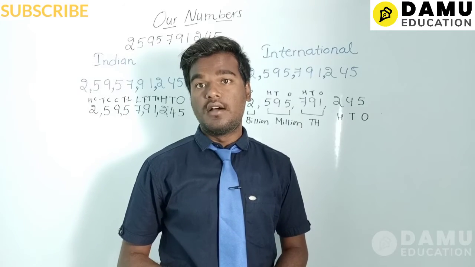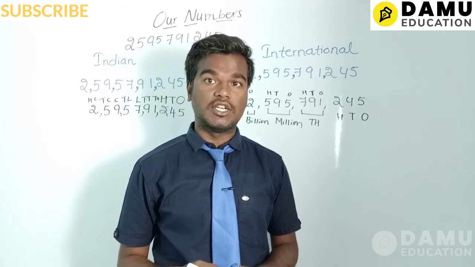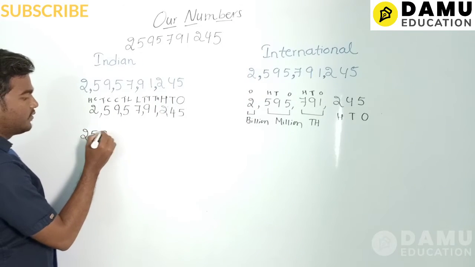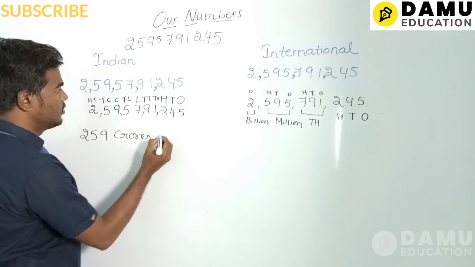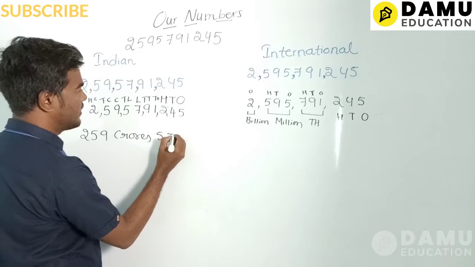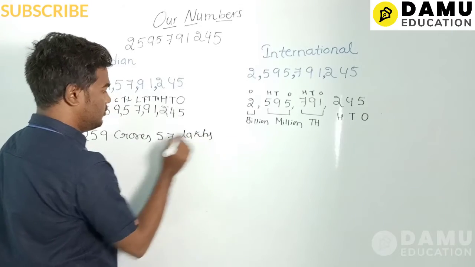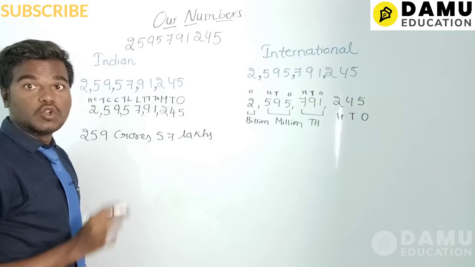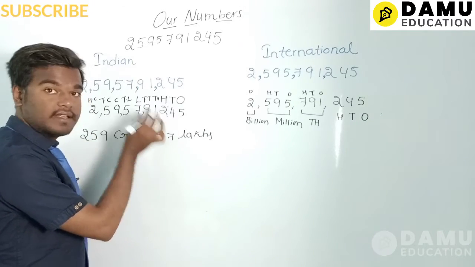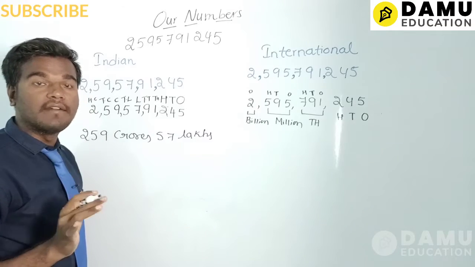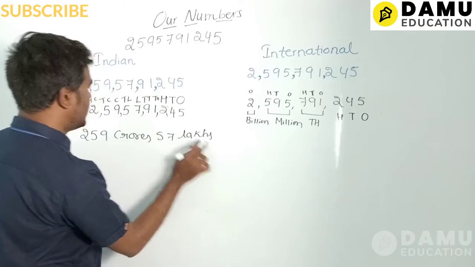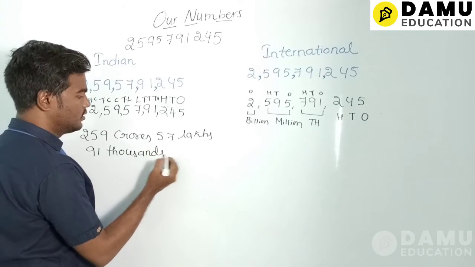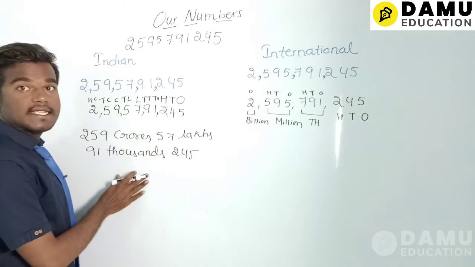This is the way to explain it in Indian and international. So you can write it 259 crores 57 lakhs. For 57 and 259 also you have to write in words only. Don't use numbers like this. So 57 write in words format, not in number format. So 57 lakhs 91,245. This is in the Indian system.